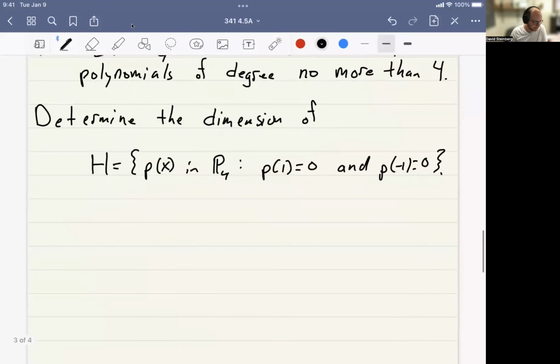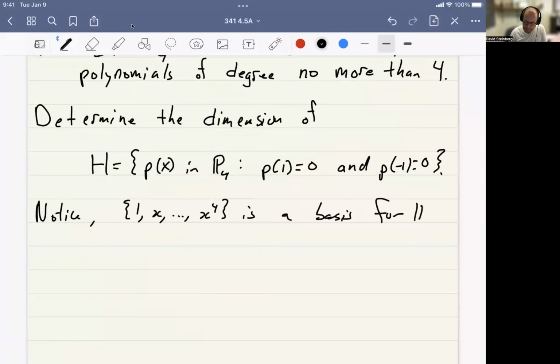Let's first get the dimension of P4. So notice 1, x, up to x to the 4 is a basis for P sub 4. And this means that the dimension of P4 is 5, right? We got 4 right there, and then also one more is 5.